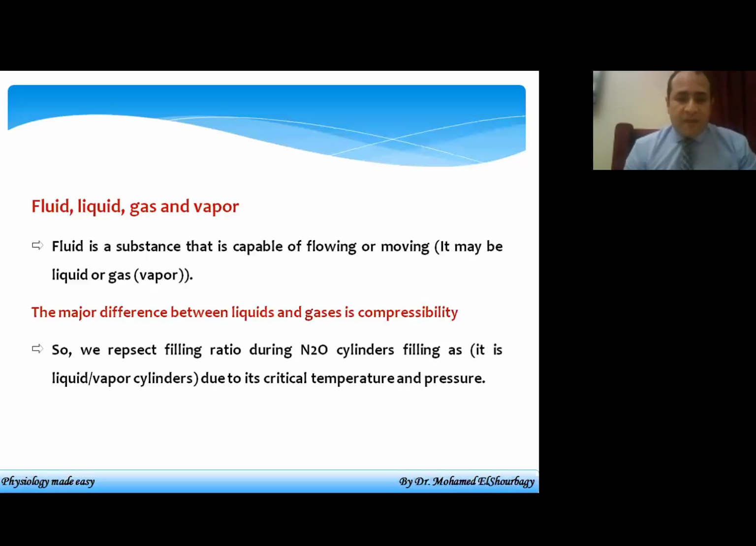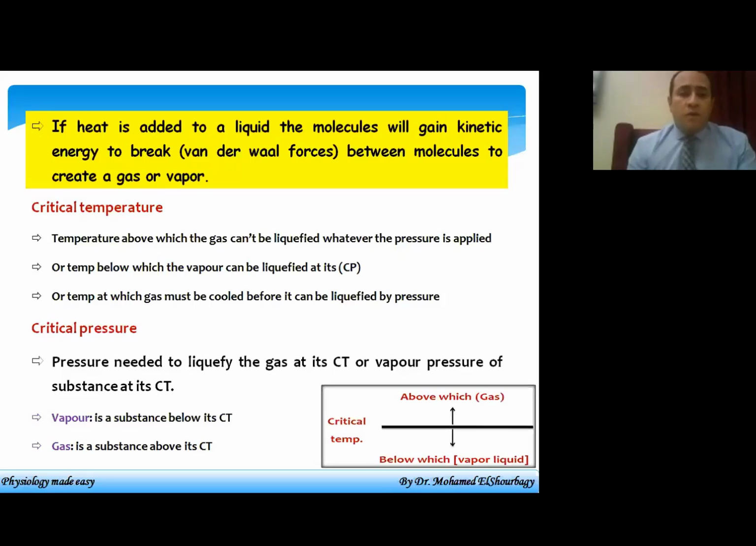So we respect the filling ratio during nitrous oxide cylinder filling, as it is a liquid-vapor cylinder, due to its critical temperature and pressure. If heat is added to liquids, the molecules will gain kinetic energy to break what are called van der Waals forces between molecules, creating a gas or vapor.